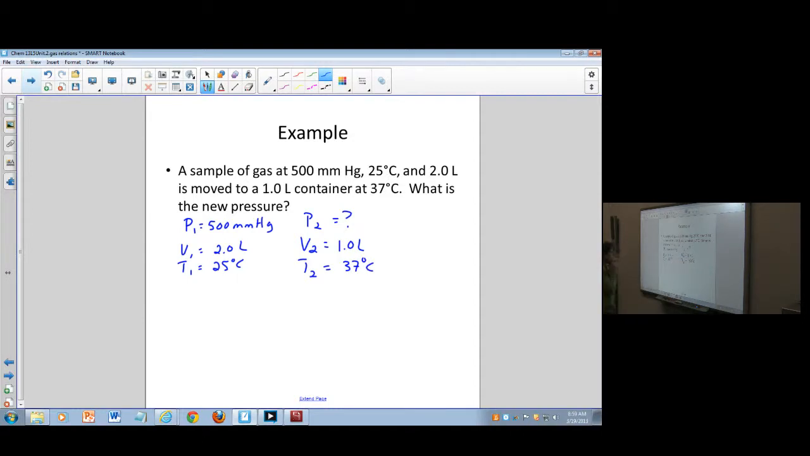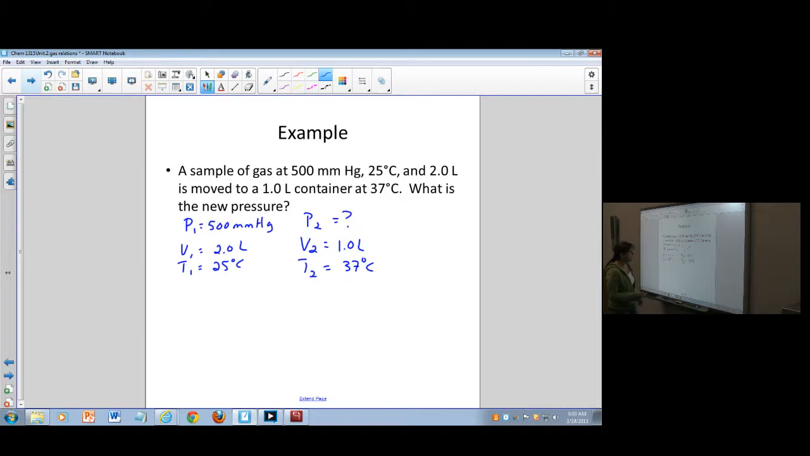Now, can I just look at this and make a decision? Probably not very well. In this case, the volume decreases, so I might expect the pressure to increase. But here, the temperature increases, and so I would also expect the pressure to increase. So I'm really not sure how to think that through.